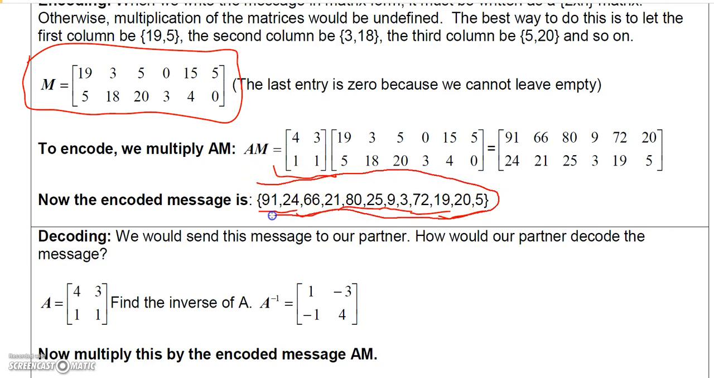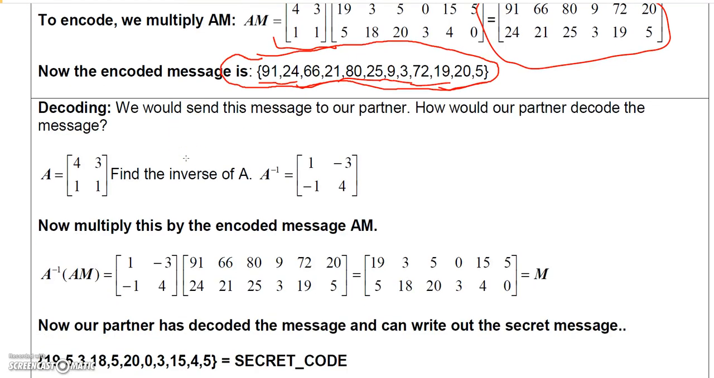Now, if I send this message to my partner, that person could take this message and put it back in this form right here. Then all they have to do to decode the message is multiply this matrix by the inverse of the matrix I used for encoding. All right, so let me show you. The inverse of this matrix can be shown to be this matrix, 1, -3, -1, 4.